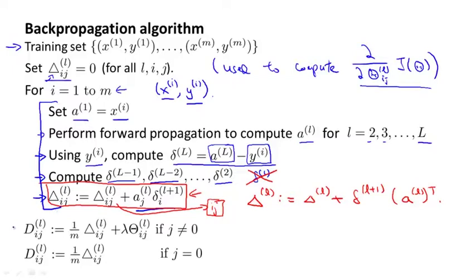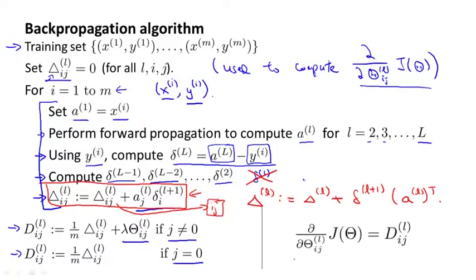We compute capital D as follows. We have two separate cases for j equals 0 and j not equals 0. The case of j equals 0 corresponds to the bias term. So when j equals 0, that's why we're missing this extra regularization term. Finally, while the formal proof is pretty complicated, what you can show is that once you've computed these D terms, that is exactly the partial derivative of the cost function with respect to each of your parameters. And so you can use those in either gradient descent or in one of the advanced optimization algorithms.